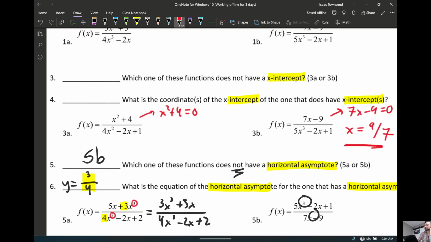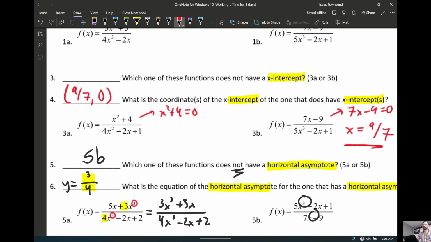As long as this doesn't also make the denominator 0, which makes it a hole, it would be an x-intercept. And I don't know what that would come out to be, but it doesn't come out to be 0. So the one that does have an x-intercept is 3b, and it is (9/7, 0). When x is 9/7, y is 0.